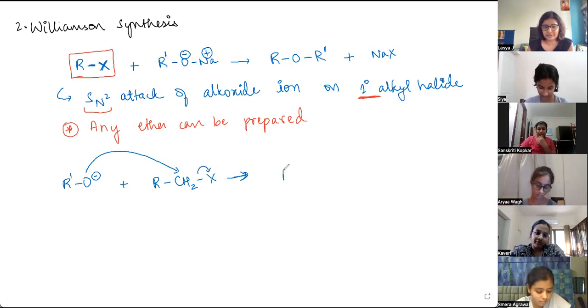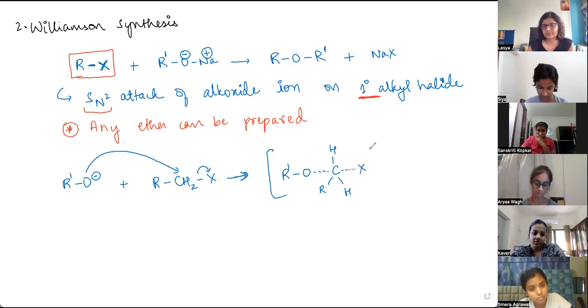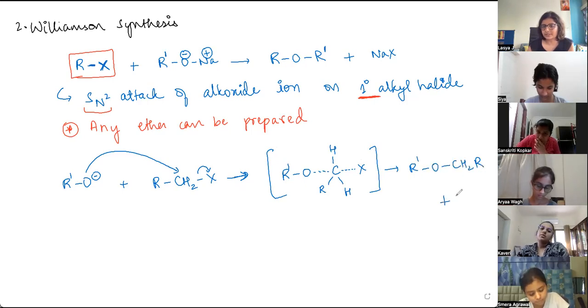This is the intermediate. You have R dash O. As the bond is forming here, this bond starts breaking. And finally the leaving group leaves and the attacking group bonds. So you get R dash O CH2R plus X minus. That is the nucleophilic SN2 mechanism that you're familiar with.